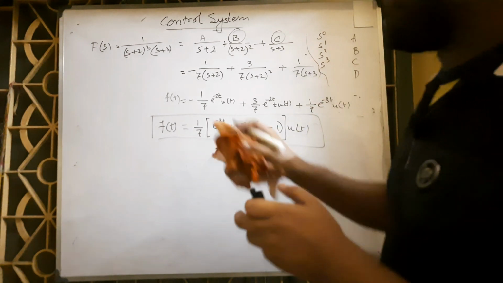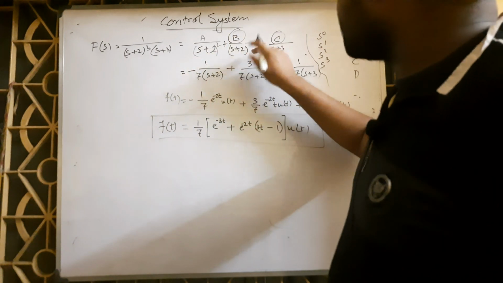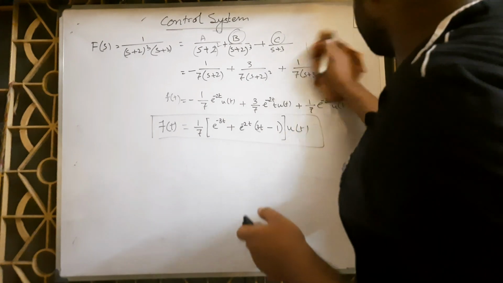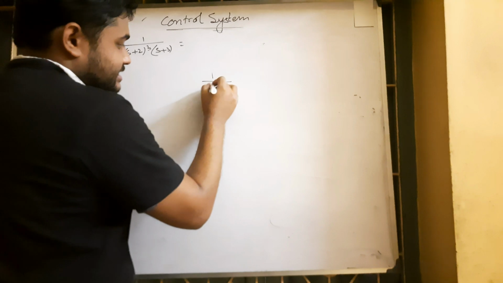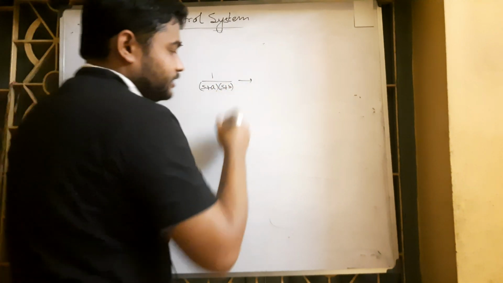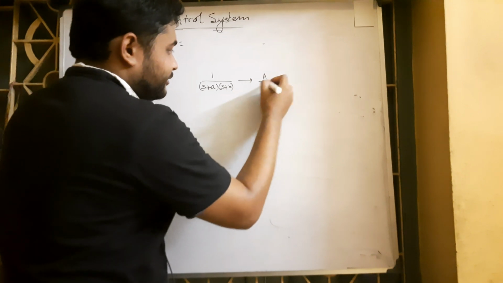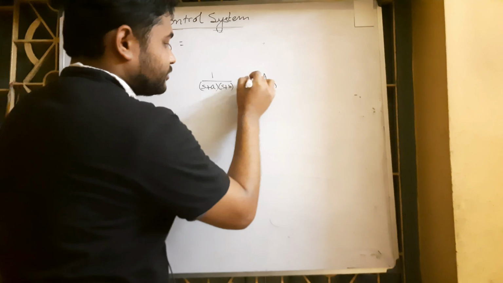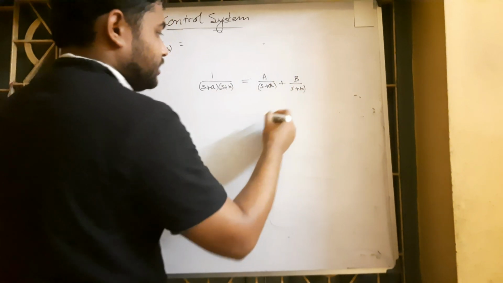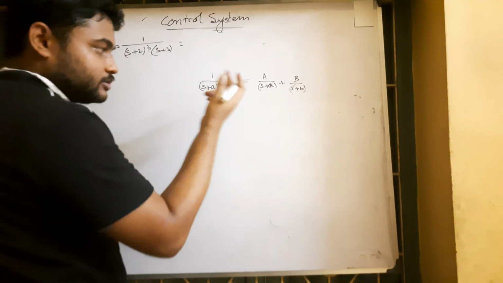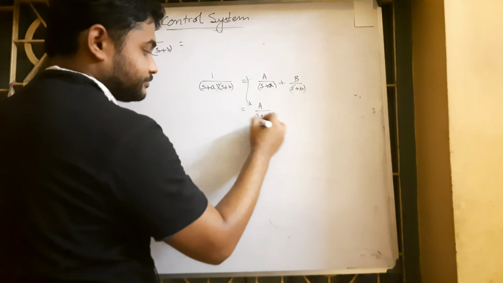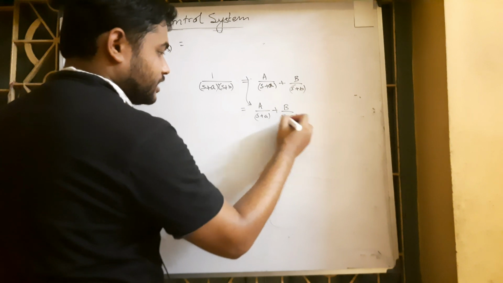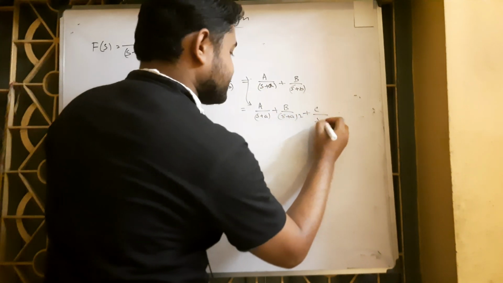How are you going to do it? This thing will be squared, this thing will be cubed, and okay, let me just write it clearly in order to make you understand easily. Whenever it is s plus a, s plus b, then you can convert it to A by s plus a, plus B by s plus b. Now if it is s plus a whole square into s plus b, then you need to convert it like this: A by s plus a, B by s plus a whole square, because it is squared, and C by s plus b.